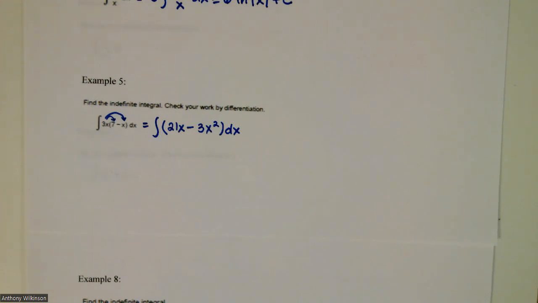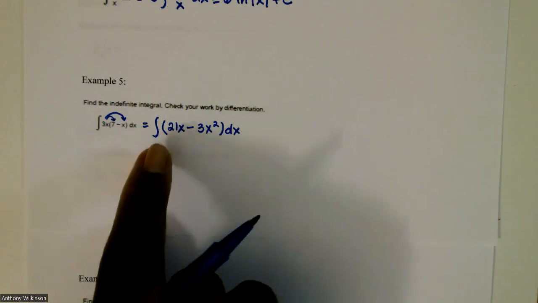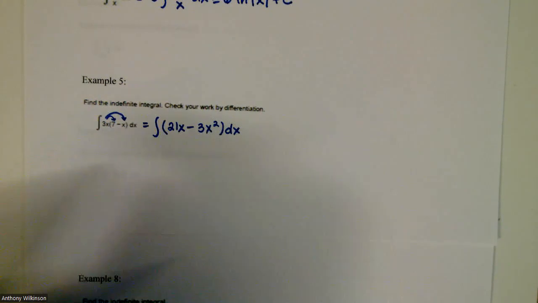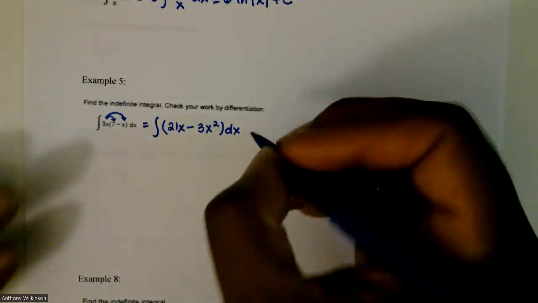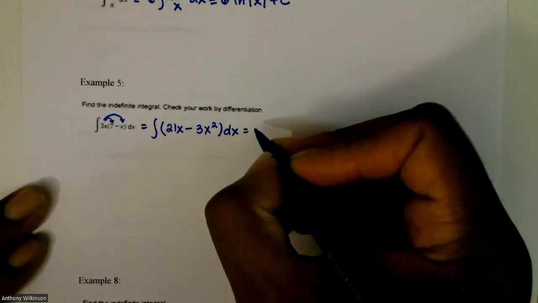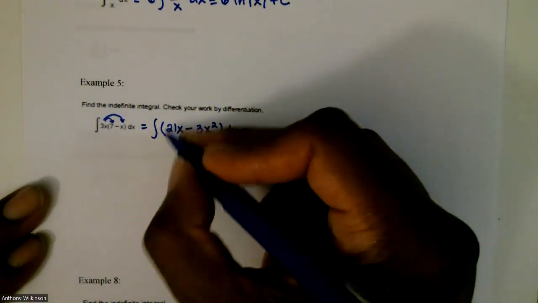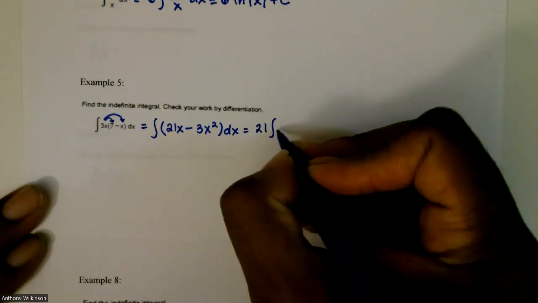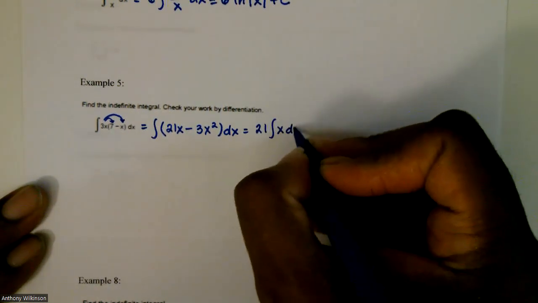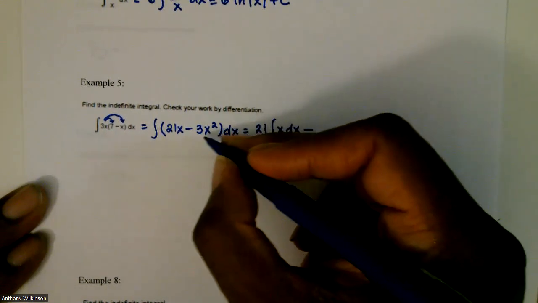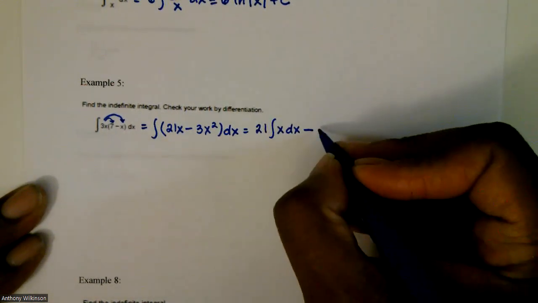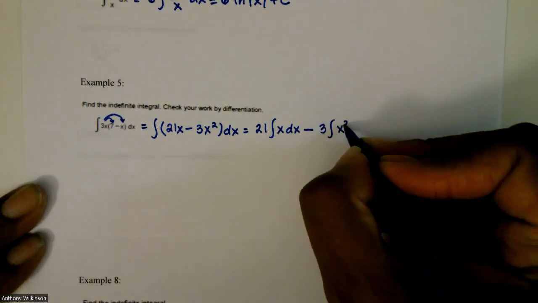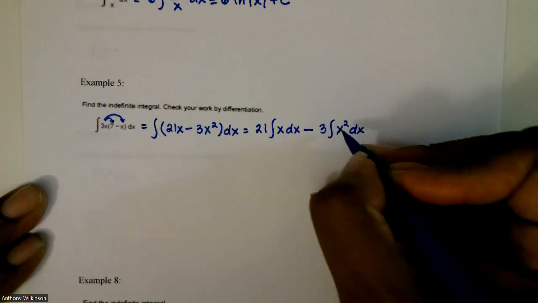Now I've got a difference of two expressions here, so I'm going to break this up as the integral of each individual expression. Since I've got 21x, I can pull the 21 out in front. I'll write that as 21 times the integral of x dx, minus that 3x squared. The 3 is a constant, so I can pull that out in front as well. So I have 3 times the integral of x squared dx.